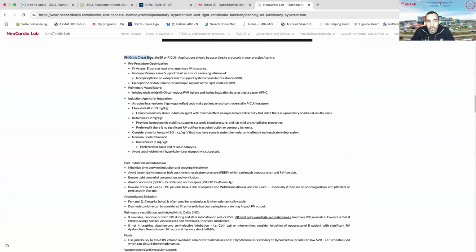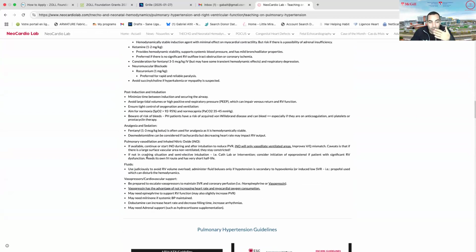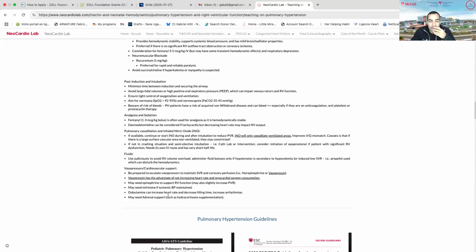I have a cheat sheet: if you have a PH crisis and you need to intubate, what do you have to think about? It's not just which agent for intubation, but you might want to start INO even before. You may want to start epoprostenol in some of these patients if your lungs are completely collapsed with severe VQ mismatch and you're never going to reach your lungs with INO. The type of drug you may want to consider, what will happen after your intubation, what kind of analgesia you want to start, things like that.